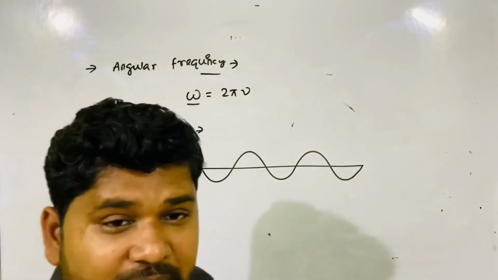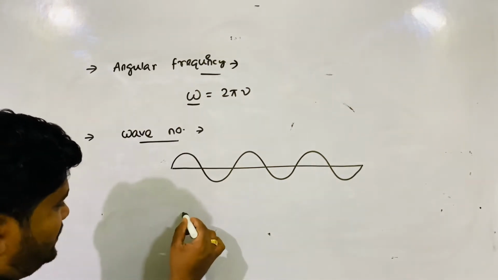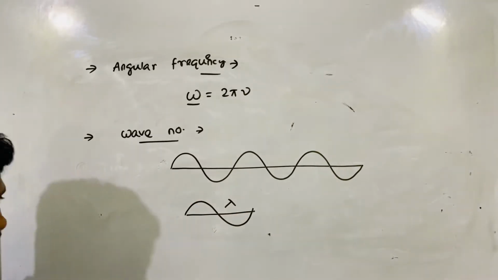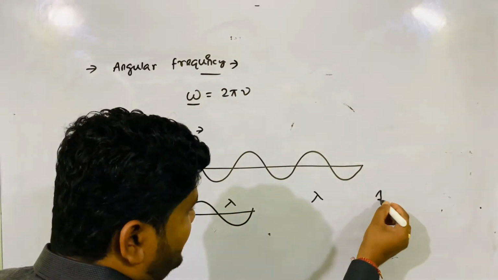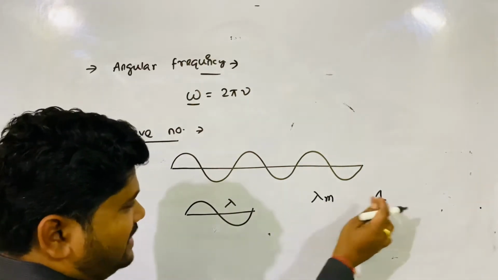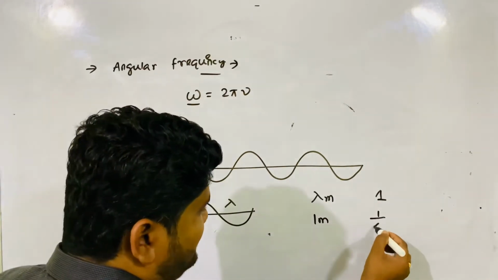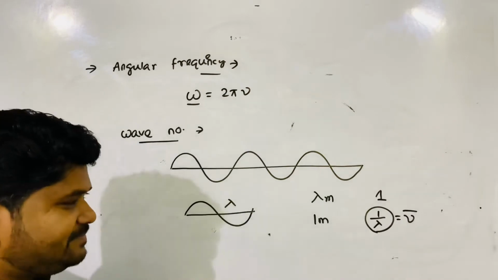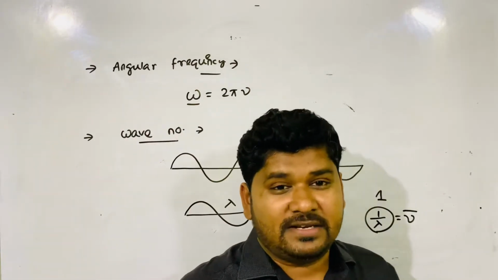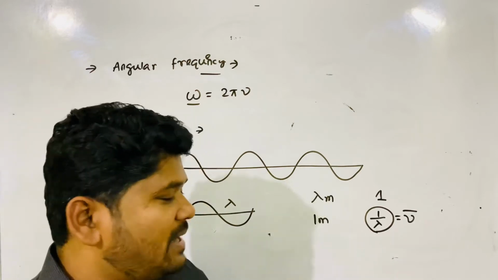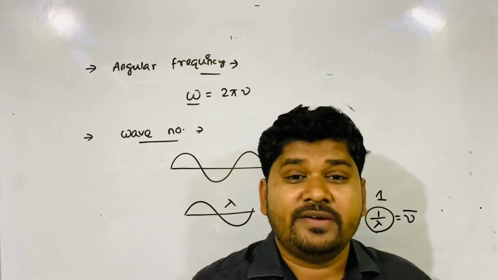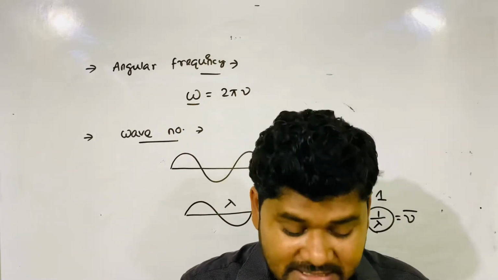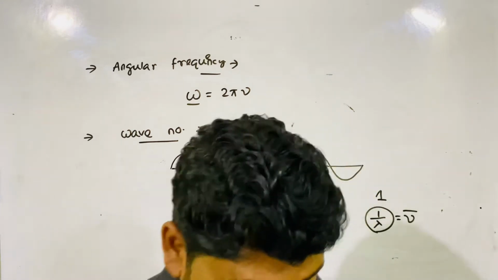Then what is the formula of wave number? When one complete wave occurs, what is the distance? Lambda. So in lambda distance, one wave. In lambda meter, one wave. In 1 meter, 1 by lambda number of waves. So what is wave number? The symbol is nu bar. So nu bar is equal to 1 by lambda. The number of waves per unit distance is called wave number.